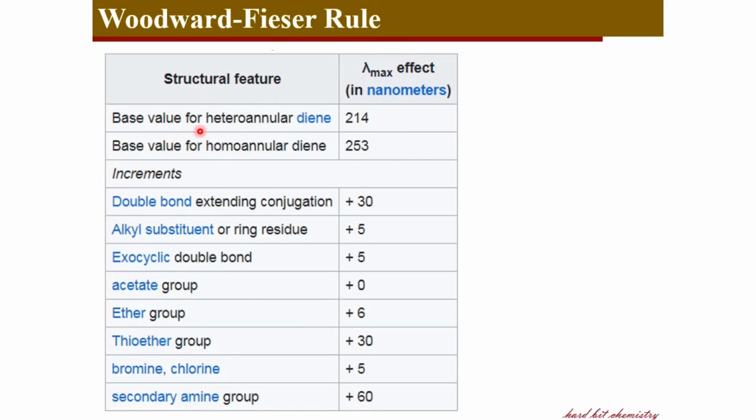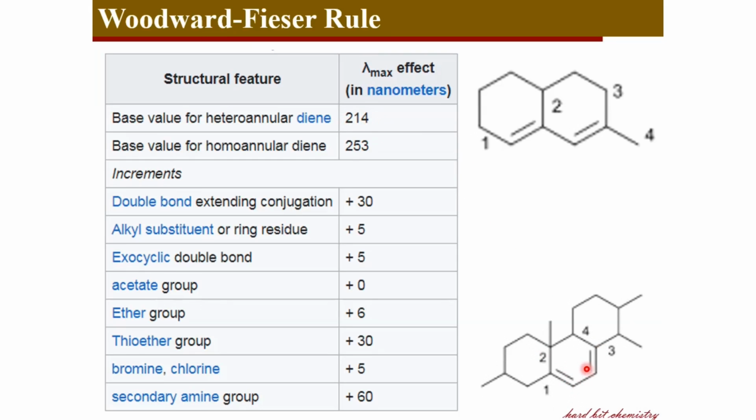It says that for a heteroannular diene, that means the double bonds are present in separate rings, the base value will be 214 nanometers. On the other hand, for a homoannular diene, where the double bonds are present in the same ring, the base value will be 253 nanometers. And here shown are the increments due to the presence of additional structural features.